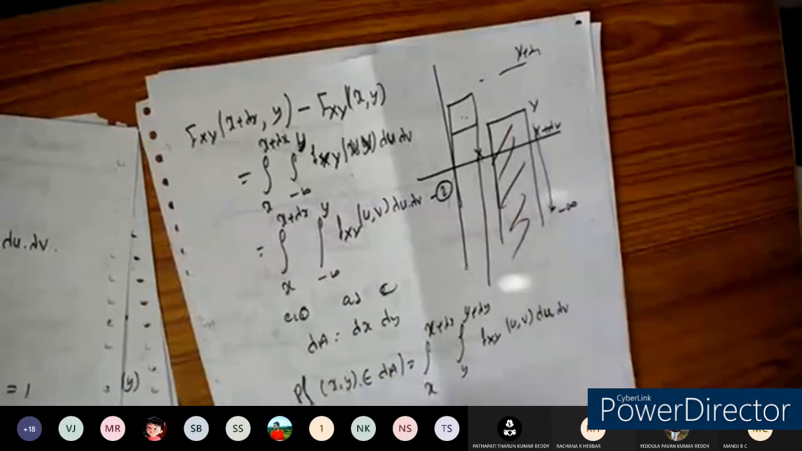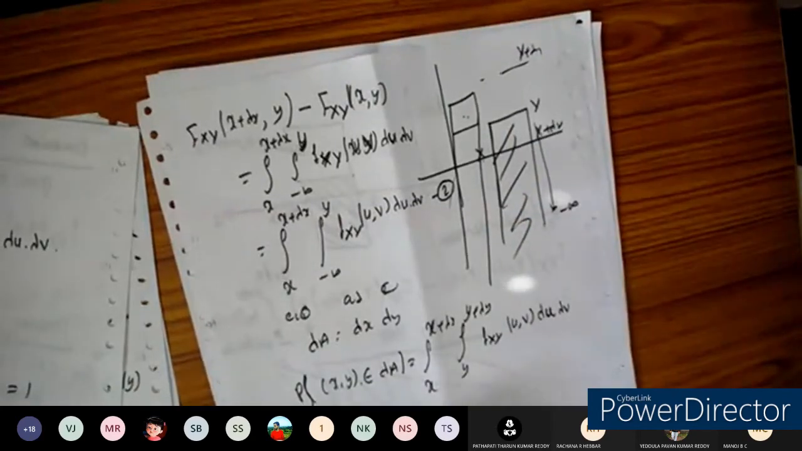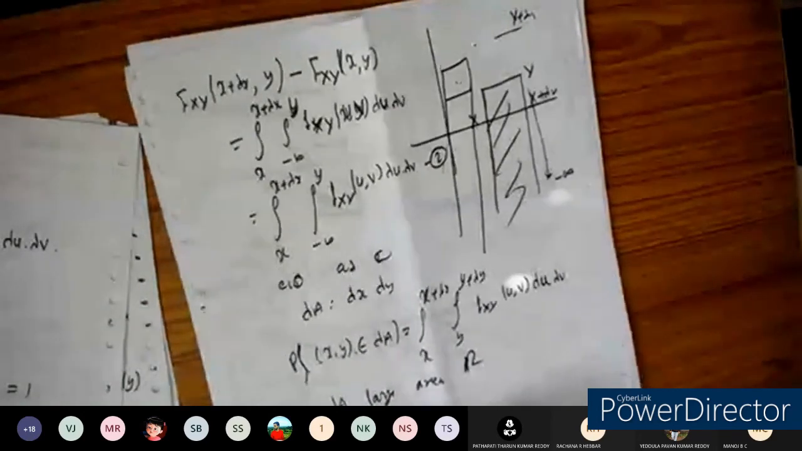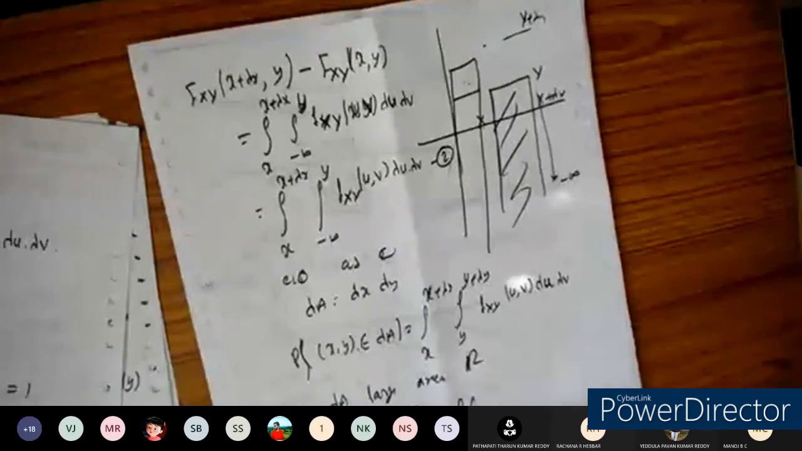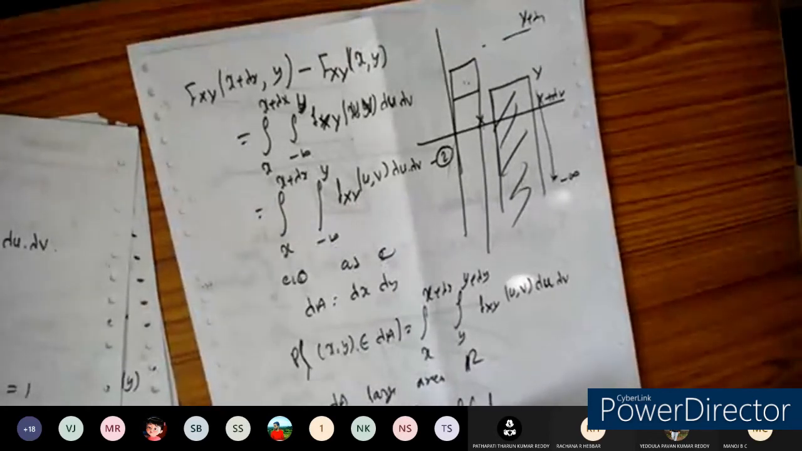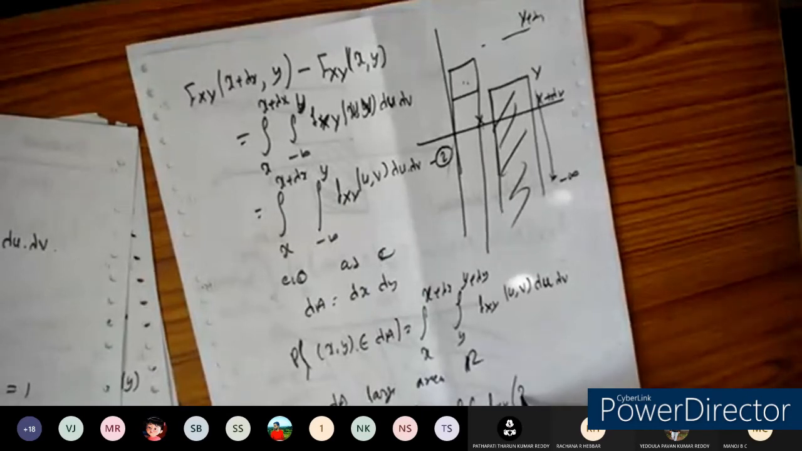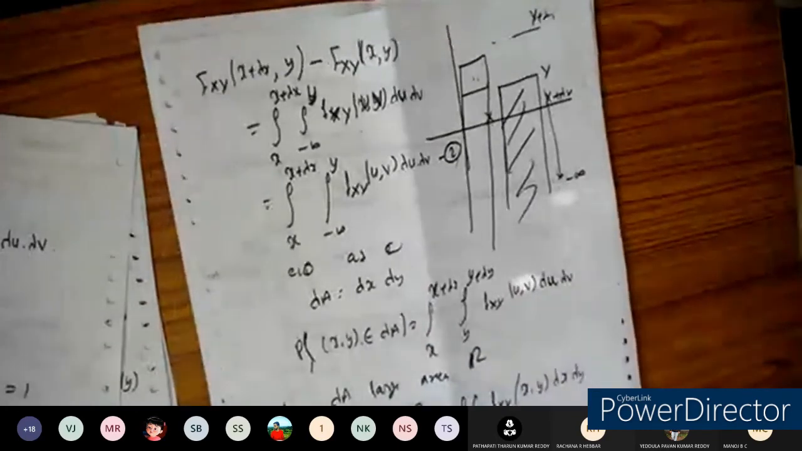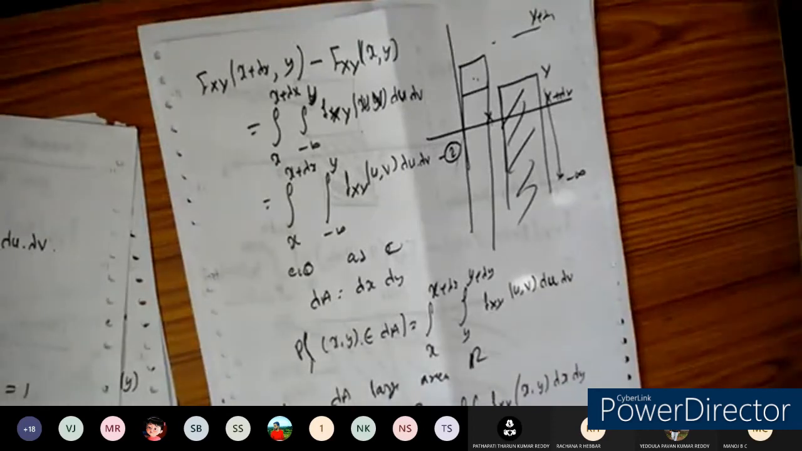Suppose dA is a larger area, say a region R. Then the probability that (x, y) belongs to the region R is equal to the integral over the region R of f_XY(x, y) dx dy. So for the small values you use du dv, and for the larger values you can use dx and dy.